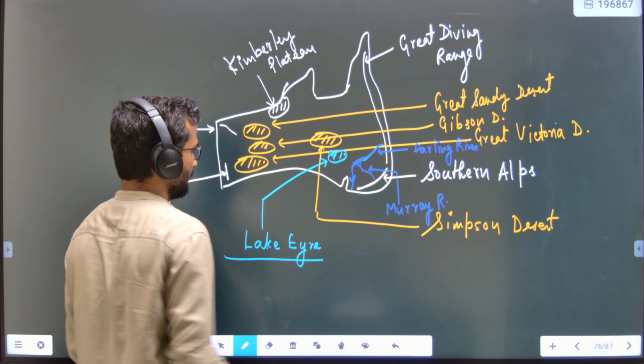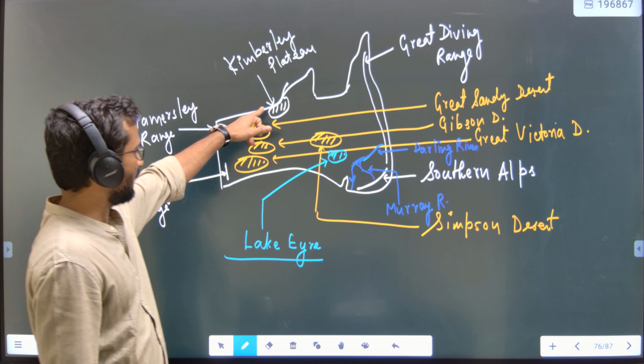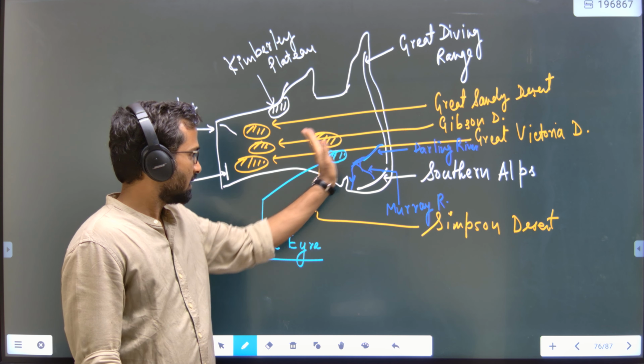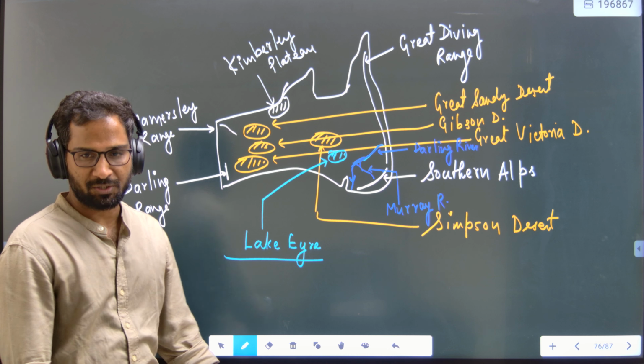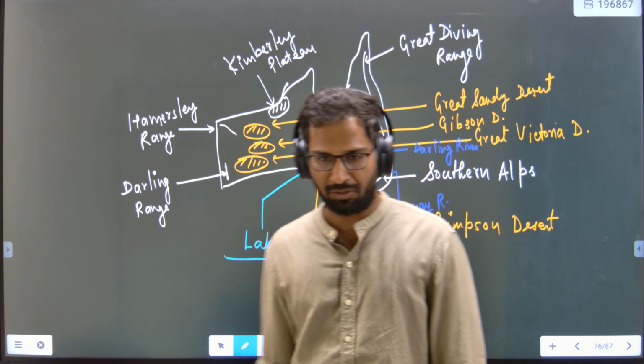Okay, so we have seen the important ranges, plateau, deserts, lake and the rivers of Australia. Next video, we'll talk about the important resources of Australia.